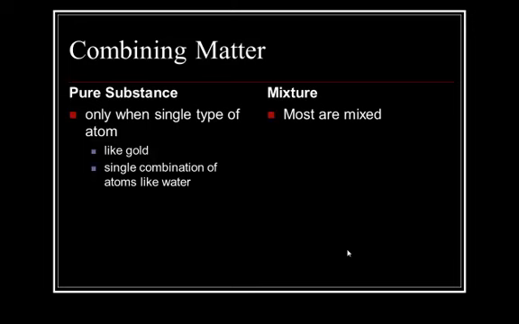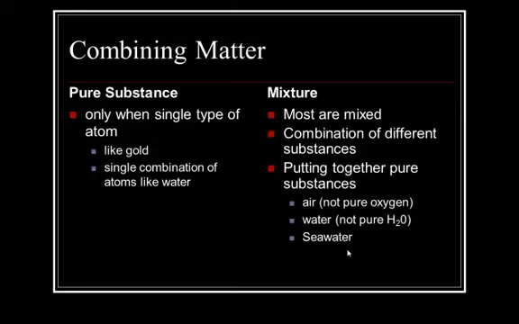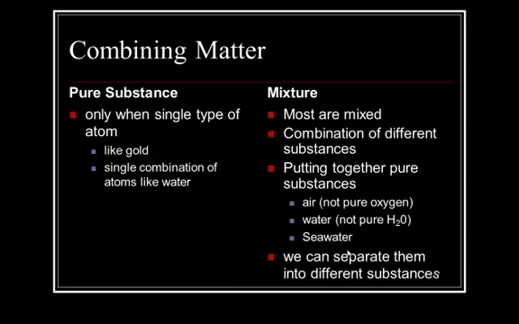I can also have a mixture. Most things are mixtures, and it's where I have a combination of different substances. So I'm putting together pure substances. So air is an example. It's not pure oxygen. It's a combination of oxygen, nitrogen, carbon dioxide, hydrogen, all kinds of things. Water, like you get out of your faucet, is not pure water. It's a mixture of different things. Seawater is another example where it's a mixture of salt and water. Mixtures, we can separate them into their different substances, whereas a pure substance, you cannot separate.